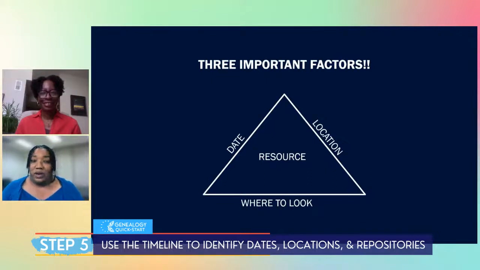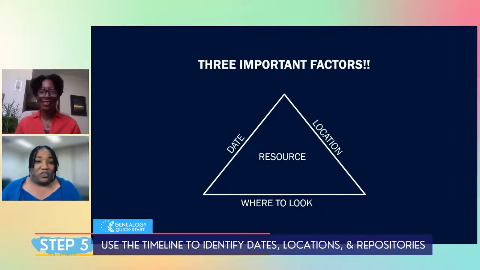So maybe the record is on Family Search. Maybe the record is on Ancestry. Maybe the record is still sitting in the state archives. Maybe the record is sitting in the county courthouse. Maybe it's in the county archives. Or maybe it's in a university on the other side of the US. You never know. So you just have to learn the different places where it could possibly be.